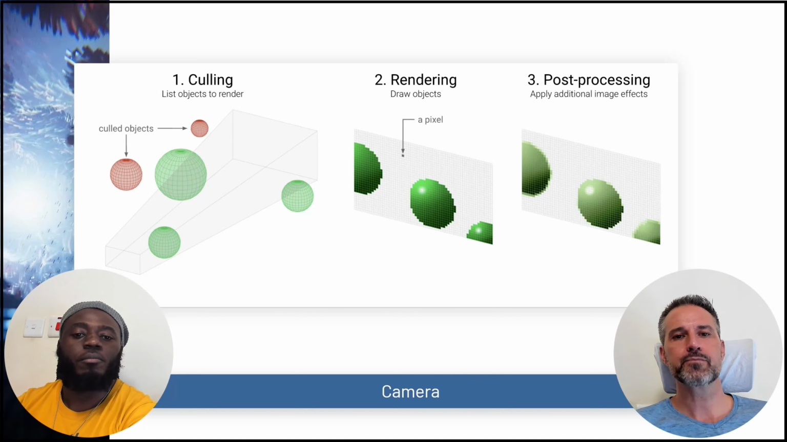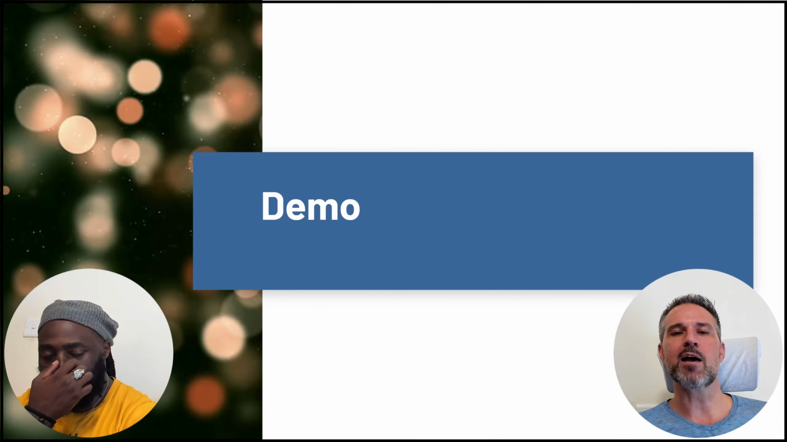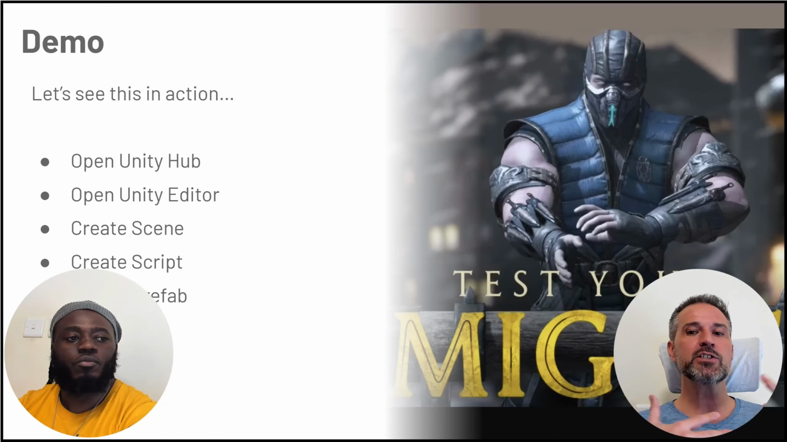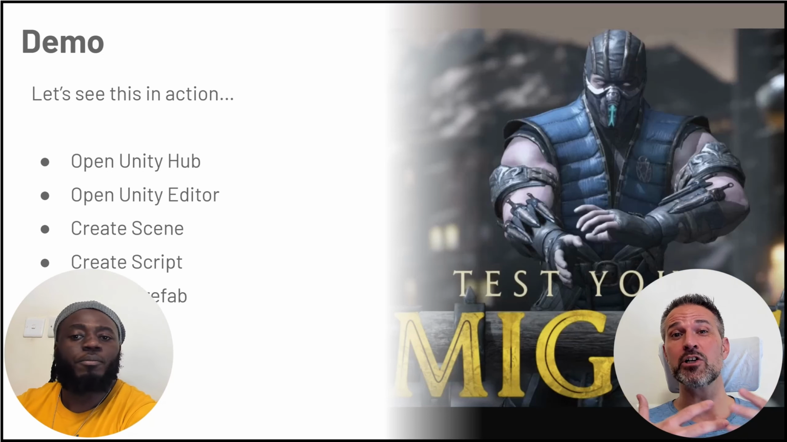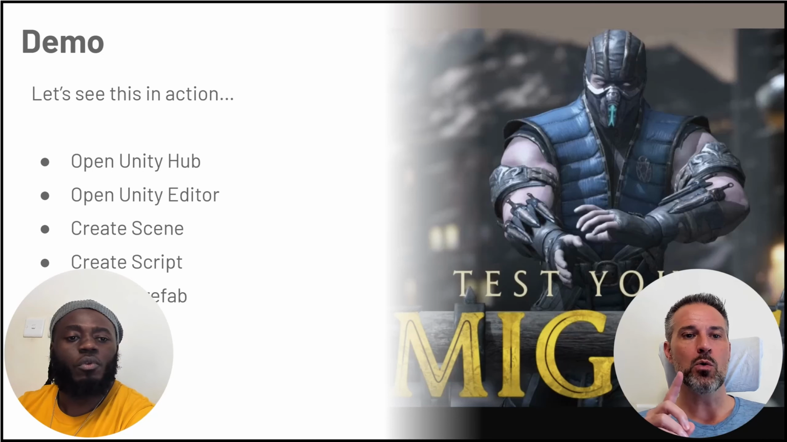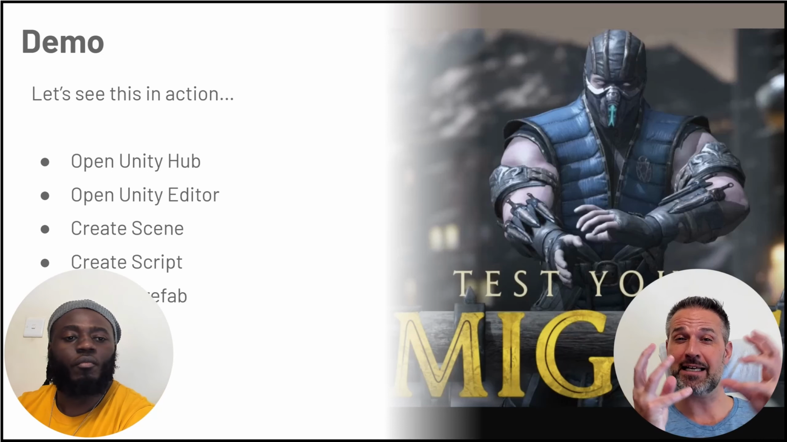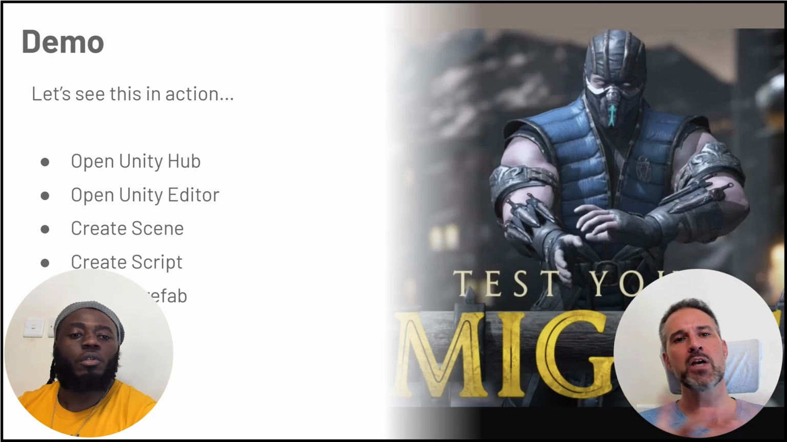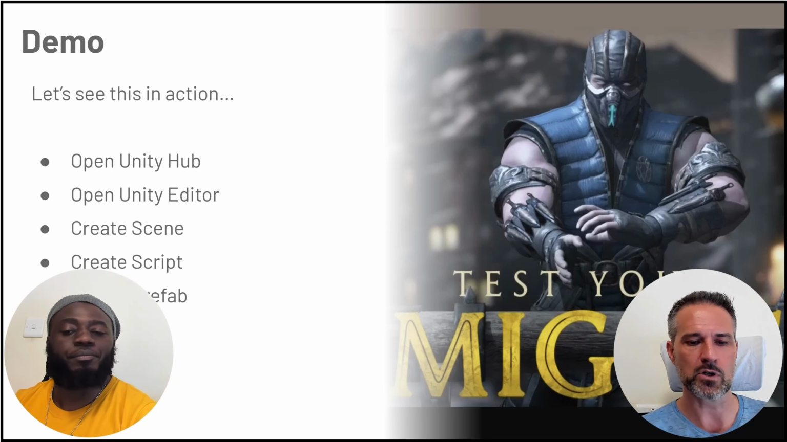All right, cool. So let's take a look at the demo here. I'm going to open up first Unity Hub and then Unity itself. For each of the demos, we're going to test what we've learned in the theory and apply it in Unity. So we'll create a new scene. We'll put a script on that scene. So we'll be using a component and a game object there. We'll create a prefab out of it just to show if we wanted to reuse this, we could. And then we'll play the scene.